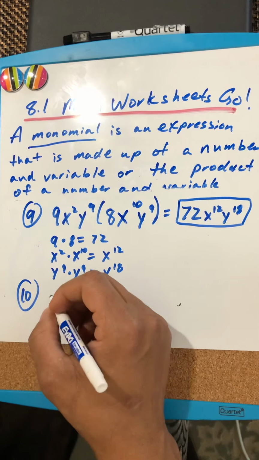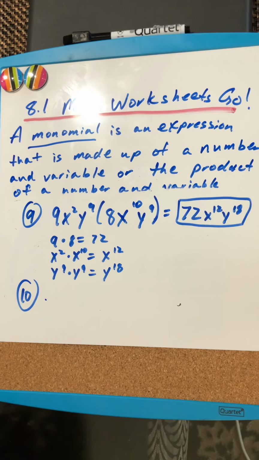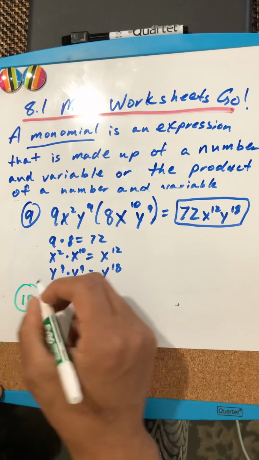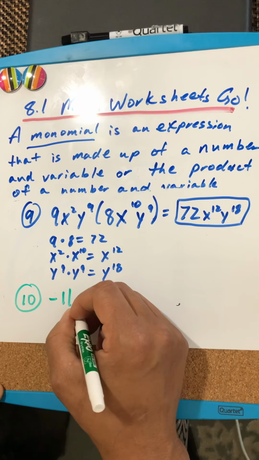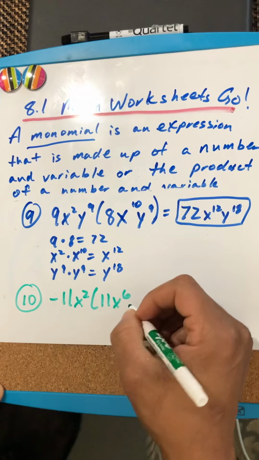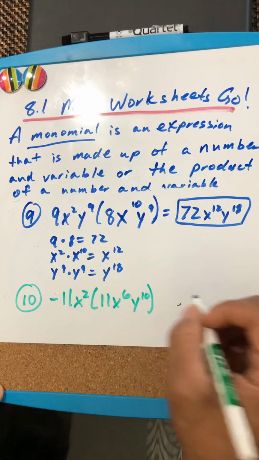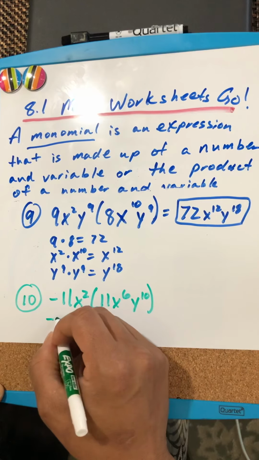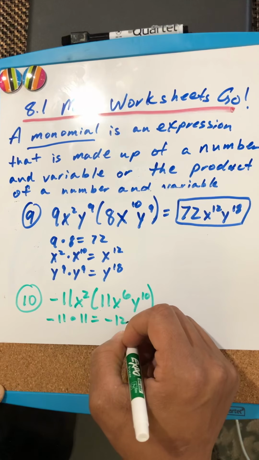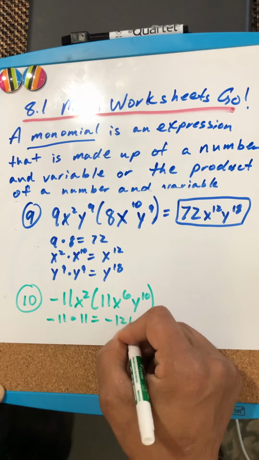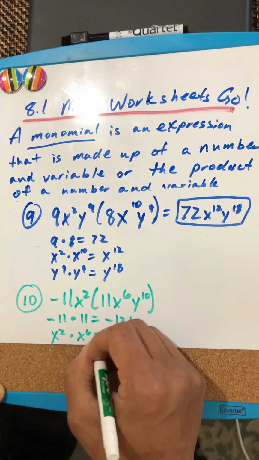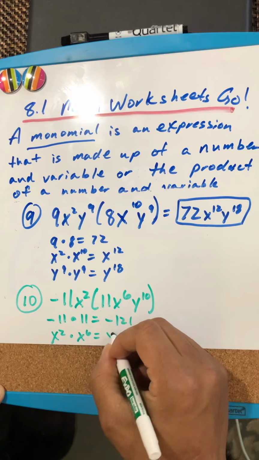And for number 10, I'll do it in a different color. We got negative 11 x squared times 11 x to the 6, y to the 10. And what we're going to do is negative 11 multiplied by 11 gives me a negative 121. Ooh, yeah, I had to question myself. Okay, x squared times x to the 6 gives me x to the 8.